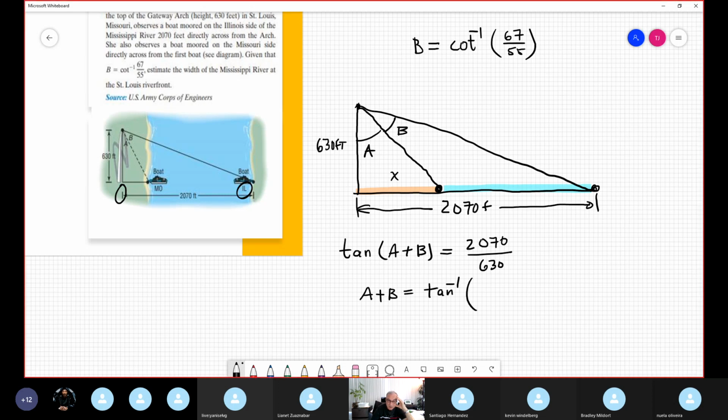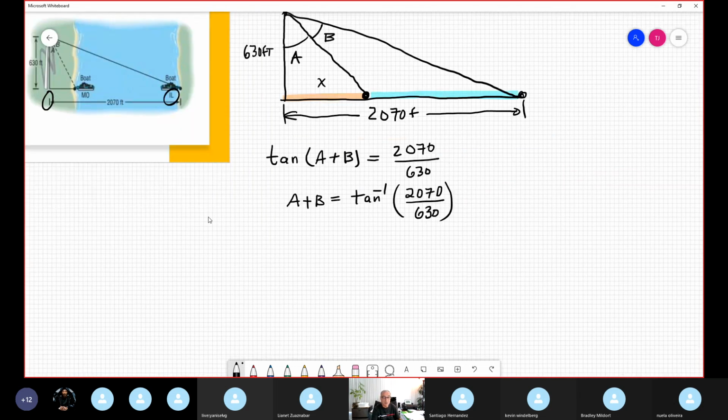Remember, guys, tangent inverse or any trigonometric function inverse gives me an angle. So you have a value, que es 2070 divided by 630. This is feet. Feet divided by feet is nothing. Entonces you apply tangent inverse with the calculator, of course, and you get a plus b. But I know b. B is this.